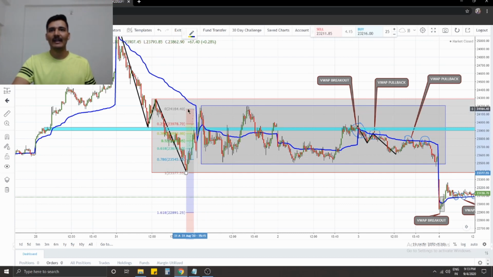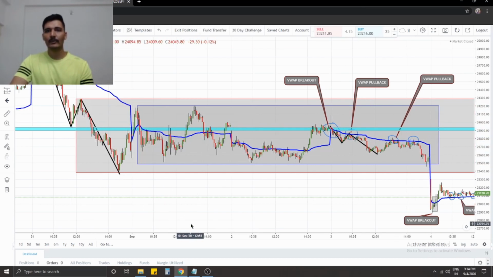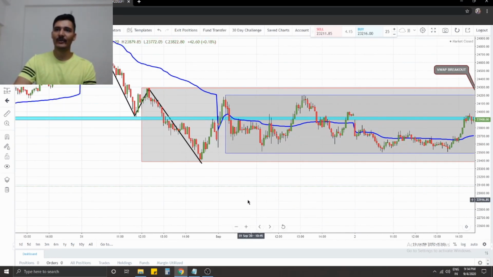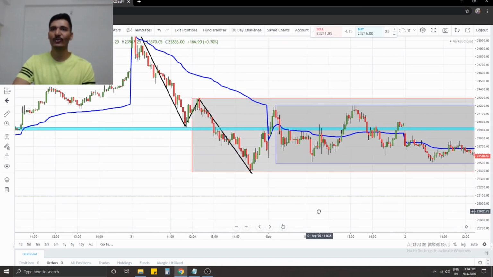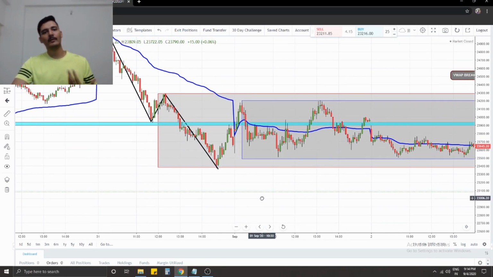The pullback that we had was more than 50% of that. So that means that the swing leg that was there was not really going to be sustained. The down move was not going to be sustained. So of course the market goes into a range bound environment where unless and until either the previous swing high or the swing low are being taken out, it is going to remain in that range.